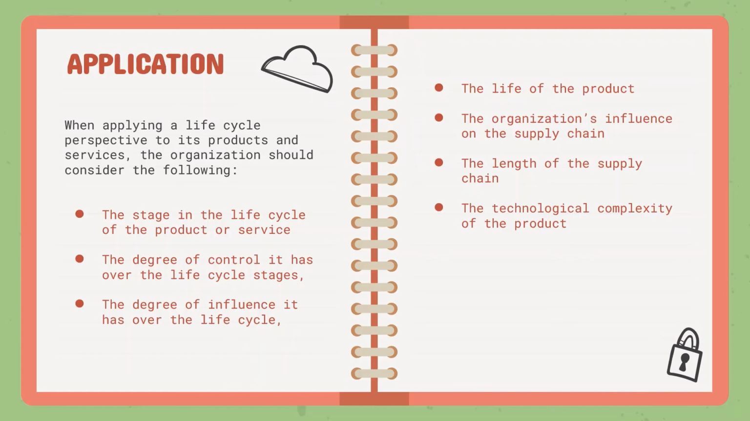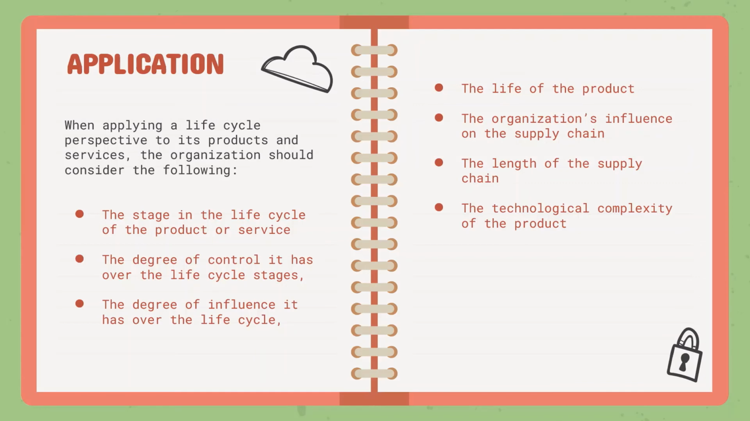Okay, application of life cycle perspective. When applying a life cycle perspective to its products and services, the organization should consider the following aspects. There are several aspects here. The first one is the stage in the life cycle of the product or service, which means whether the product or service is in development stage or in production stage or maturity stage or any other stage.